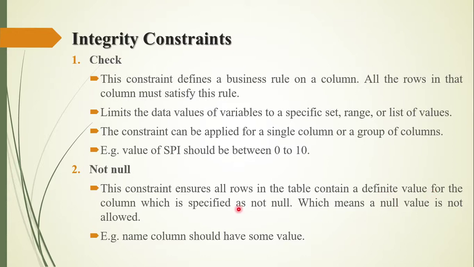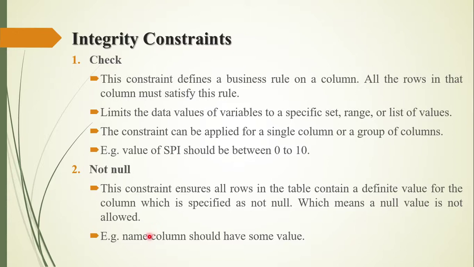For example, you have a column enrollment number, then enrollment number must be there, a null value is not allowed. For example, the name column should have some value. Suppose I have a database of students in which one column is name, then for each and every row a name must be there. Okay, so each and every student has a name. So name must be not null. It is not possible that any student has no name.